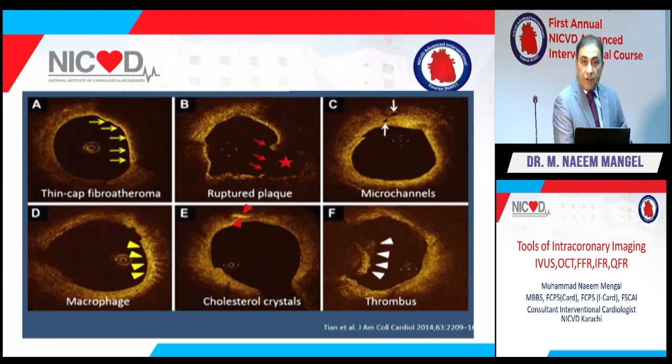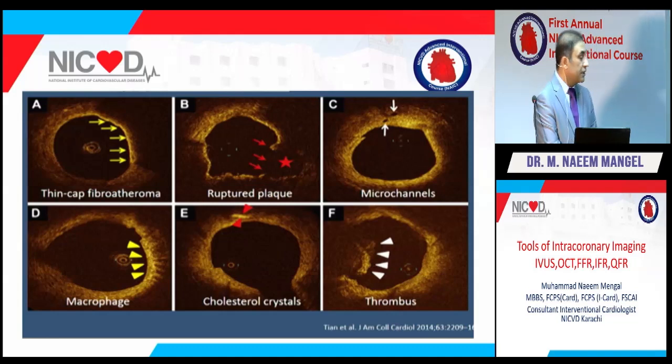So what is important information that we can get from the OCT? As the resolution is far better, you can see the thin cap fibroatheroma. Thin cap fibroatheromas, by definition, should be less than 65 microns. These are the lesions which mostly cover the lipidic core, and these are the lesions which are prone to rupture. So these are the lesions which we can see in patients with ST elevation myocardial infarction.